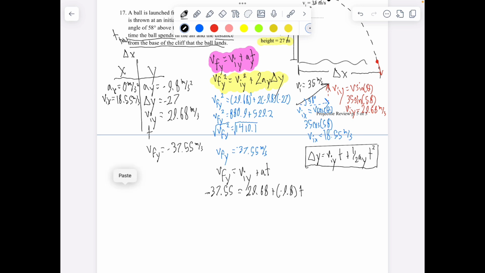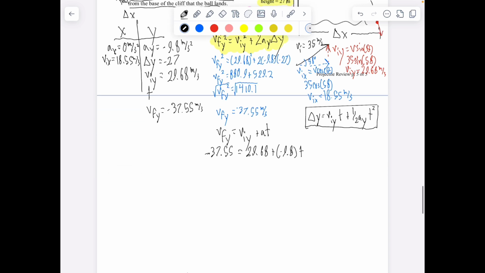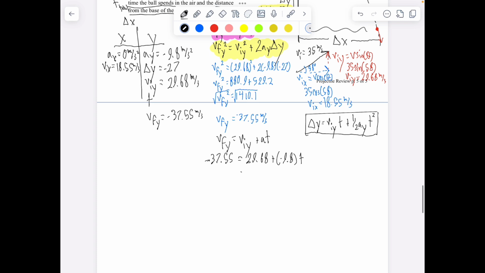Again, this is a negative out front, don't want to forget that. Let's go ahead, isolate our variable time. You want to start off, let's move our 29 over. We're going to do that just by subtracting the 29 from both sides. That's going to cancel it on our right-hand side. And now we have to do our 37.55 minus our 29.68. Since they're both negative, the absolute value is going to get bigger. That gives us negative 67.23 is equal to negative 9.8 times our time.